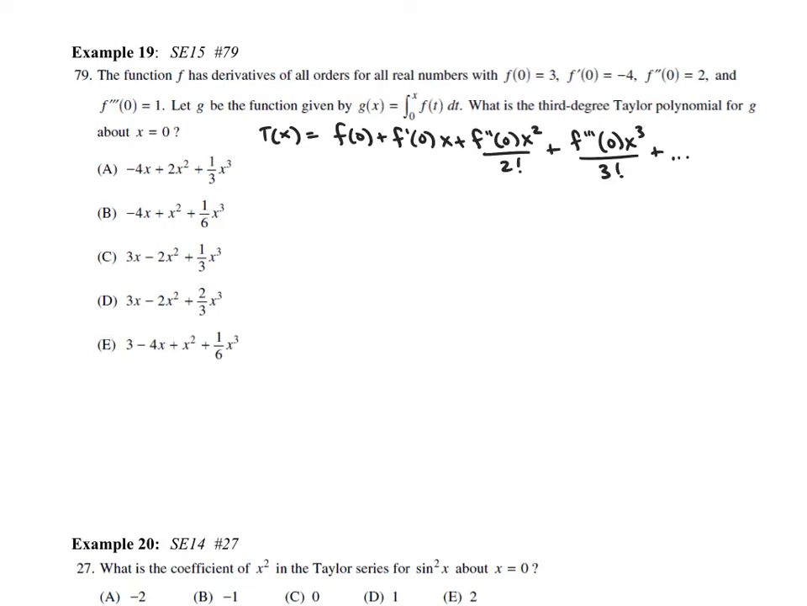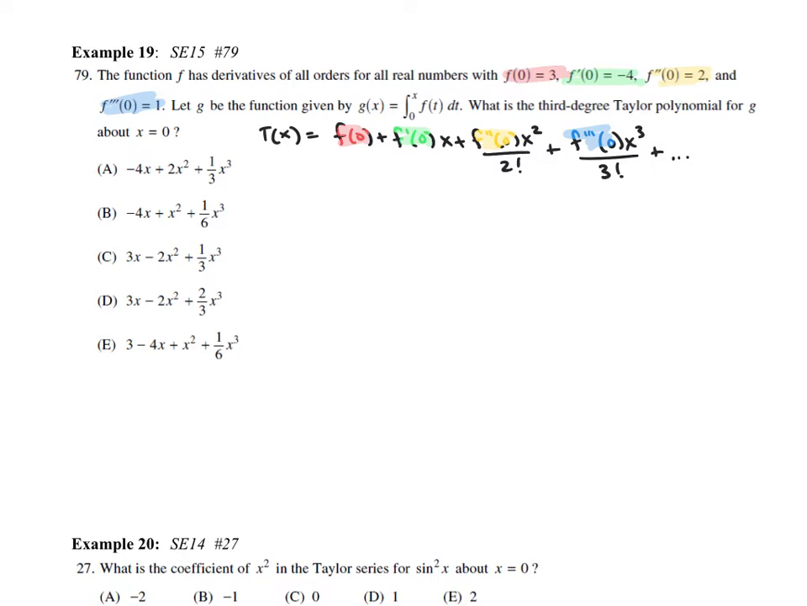So here's our Taylor centered at 0, and we'll use the values that we are given in the problem to essentially substitute into this formula. So we have f of 0, we have f prime of 0, we have f double prime of 0, and we have f triple prime of 0. So what we'll do is just substitute those values into our formula.